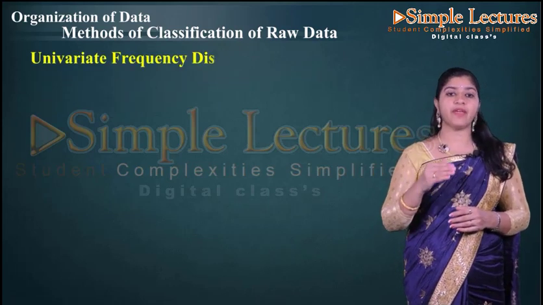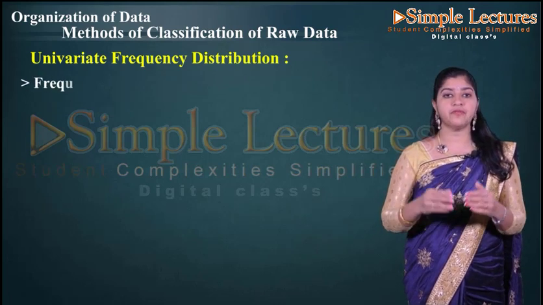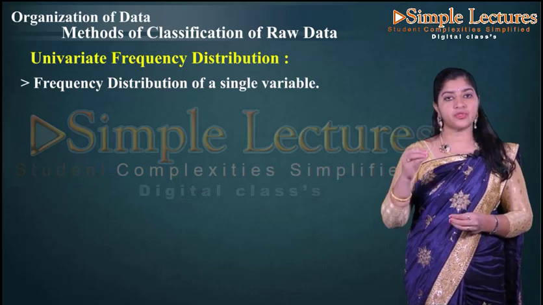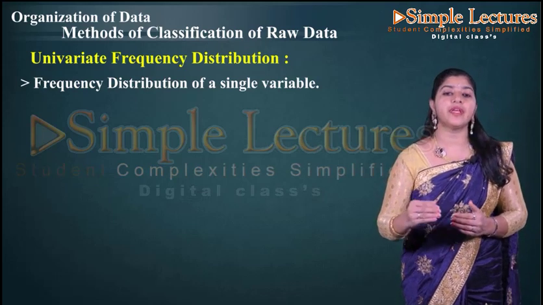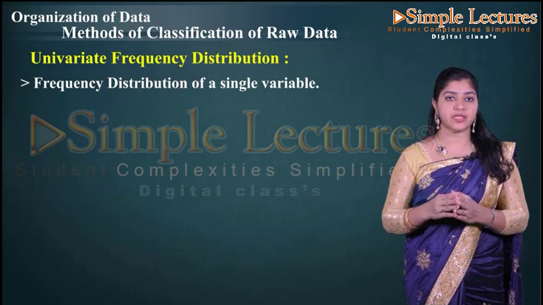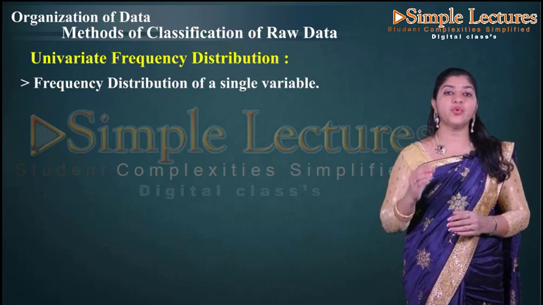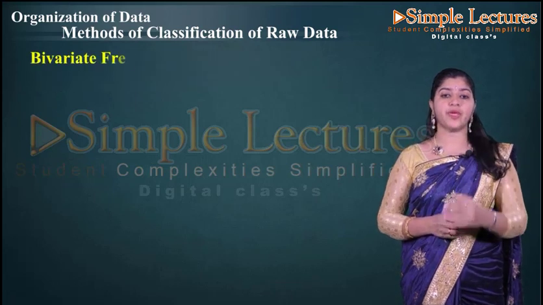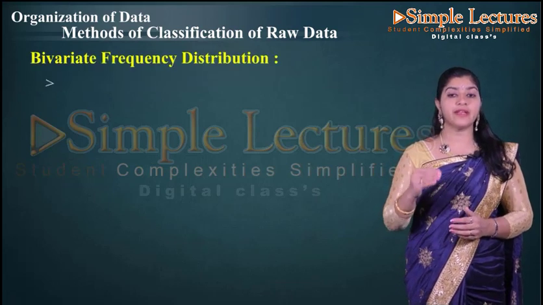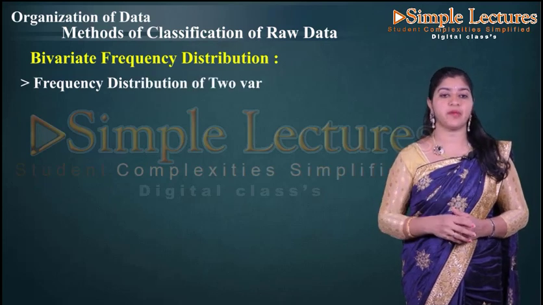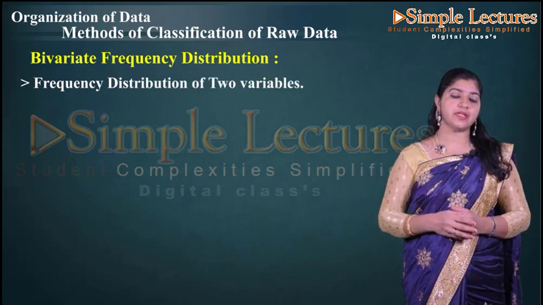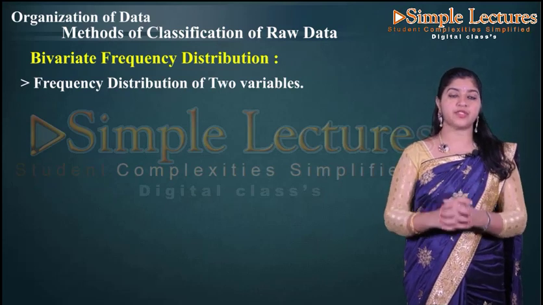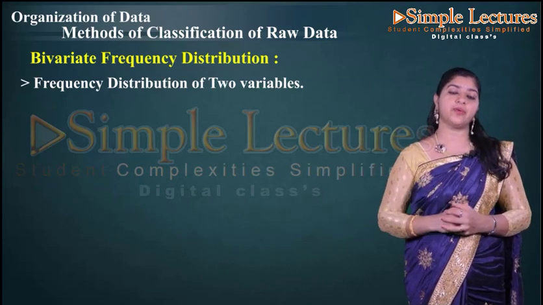Next is univariate frequency distribution. When there is a single variable, we call it univariate. So when we arrange data with a single variable into a frequency distribution, it is known as univariate frequency distribution. Next is the bivariate frequency distribution. The name itself, bi, means there will be two variables. So when there are two variables and we arrange them into a frequency distribution table, it is known as bivariate frequency distribution.